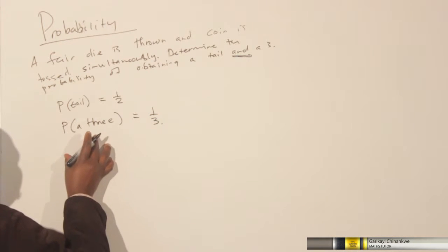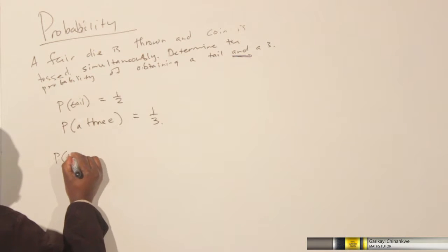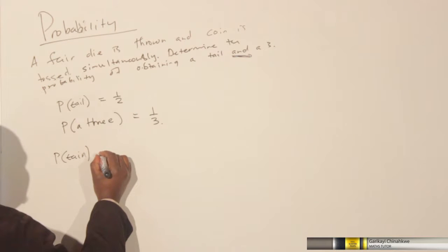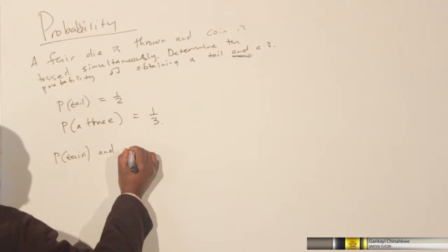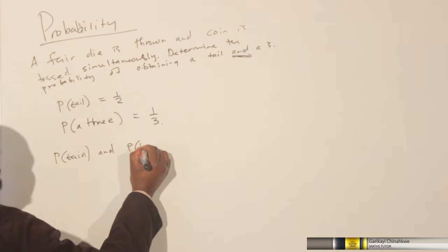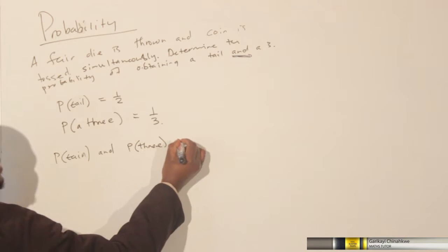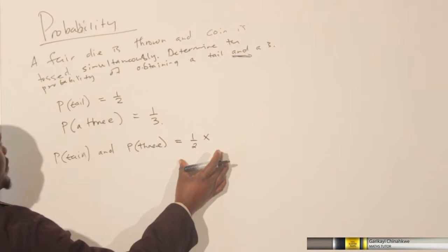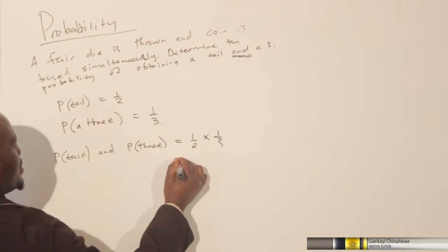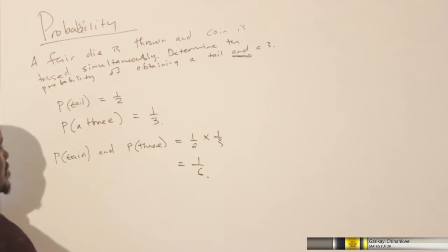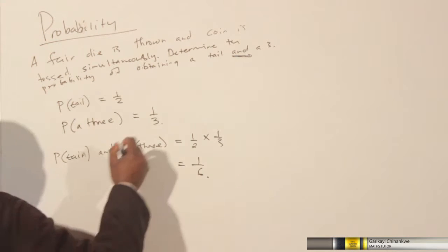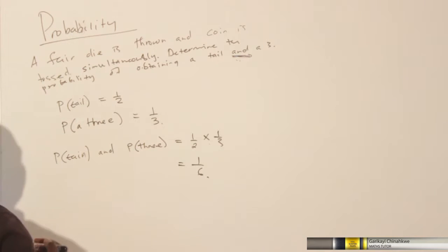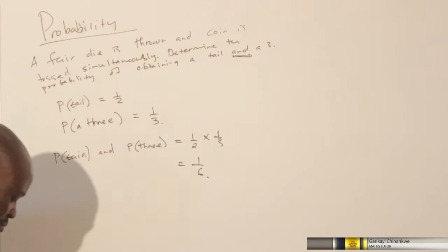Therefore, the probability of obtaining a tail and a 3 is equal to half multiplied by 1/6. You're supposed to multiply these two events, so you're going to get 1/12. In other words, if they say "and," you're supposed to multiply. Okay, then let us move on to the next one.